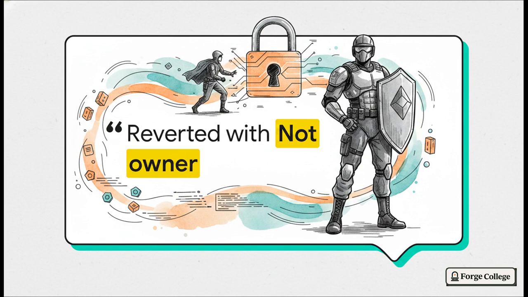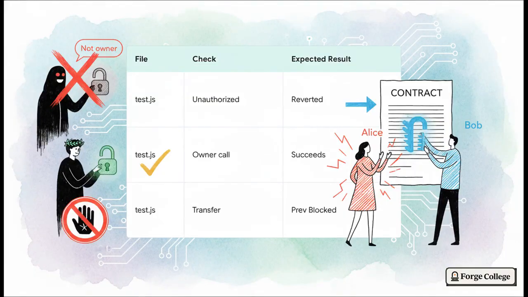"Not owner." That exact string right there is glorious. It's the exact revert message triggered by our onlyOwner require statement. When you see this text light up in your terminal, it is cryptographic proof that your security guard just successfully swatted away an unauthorized attacker. The crucial point here is that we have to test every single possible angle.